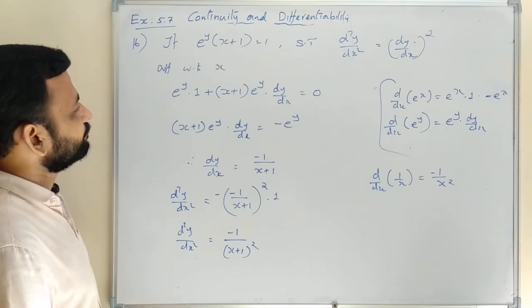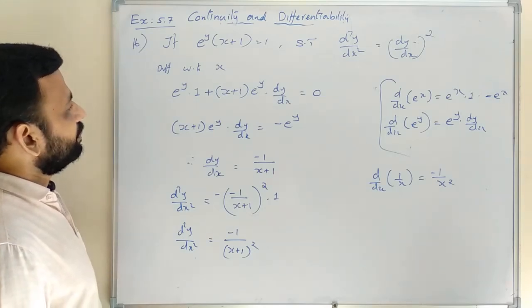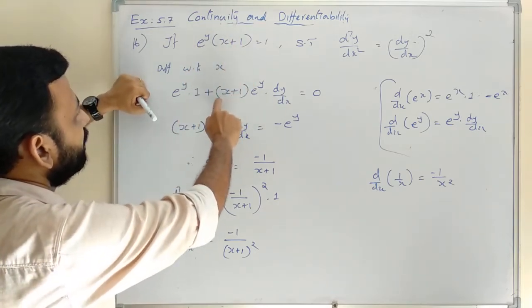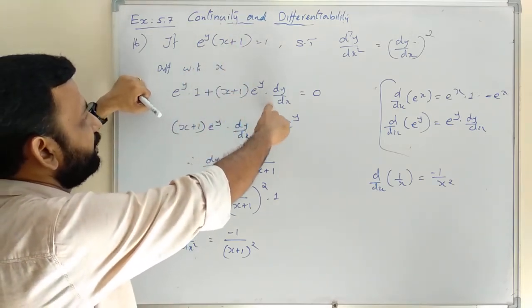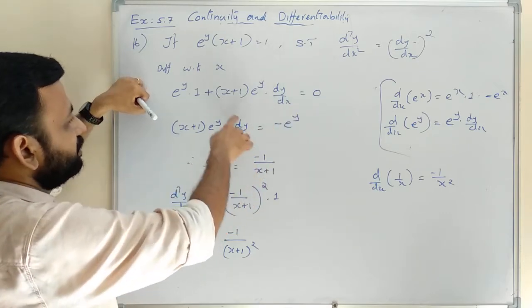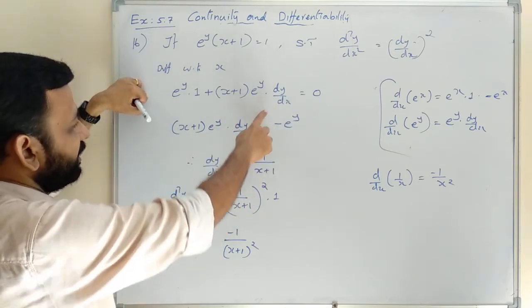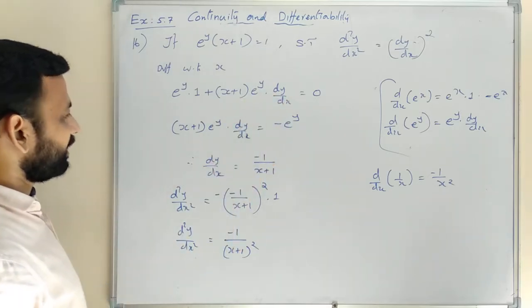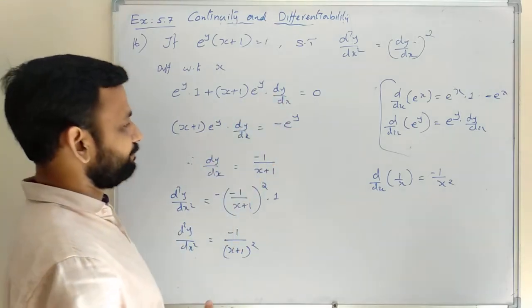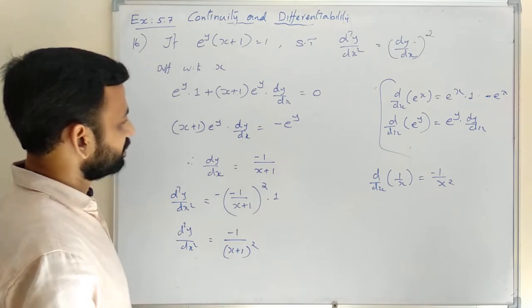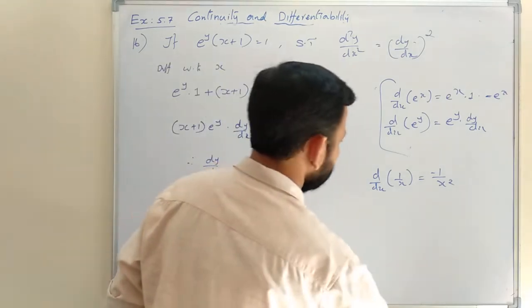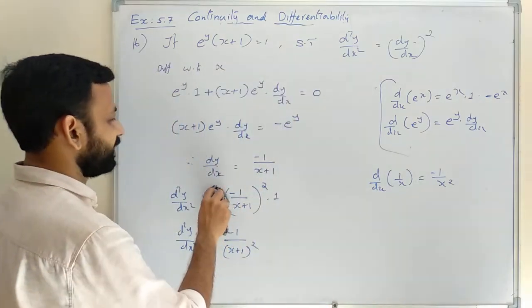So here, e raised to y into (1 plus x) plus 1 into e raised to y into dy by dx is equal to this one. So (x plus 1) into e raised to y dy by dx is equal to minus e raised to y. Therefore dy by dx is equal to minus 1 upon x plus 1.